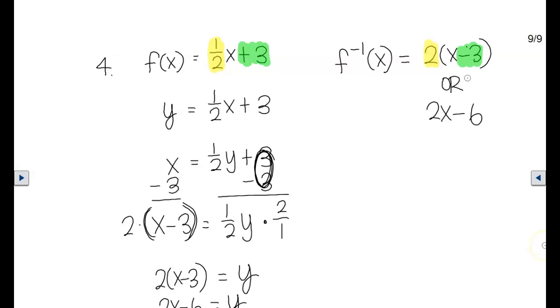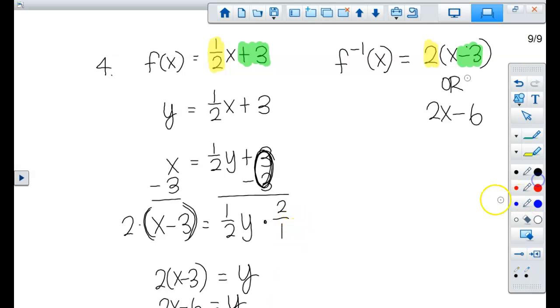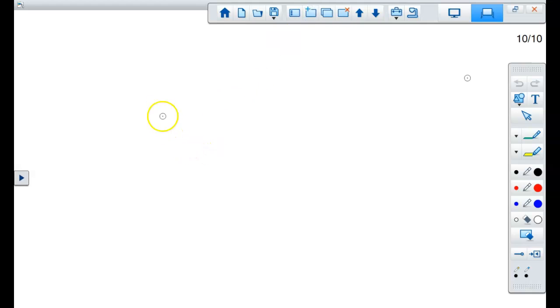But what I wanted to show you on this one is that when it's time to get rid of this fraction, flip it upside down and multiply. That is the best way to get rid of a fraction in algebra problems. All right, let's do one last one so we can kind of see that again. Let's find the inverse for f of x equals 3/4 x minus 1.